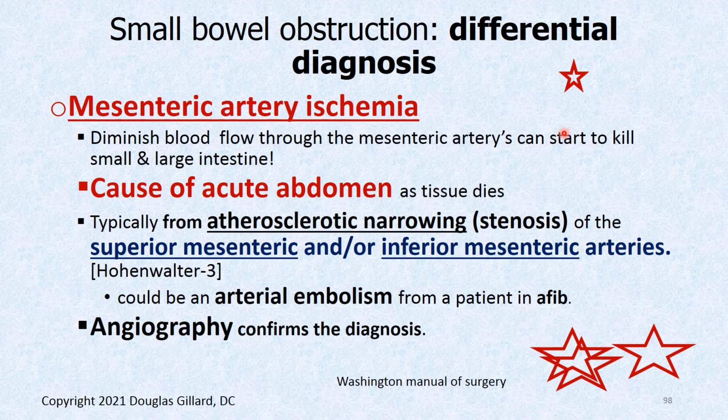Yep, angiography you can order to make the diagnosis. Could also come on slowly from atherosclerotic narrowing. Atherosclerosis usually doesn't affect vessels that narrow or that small. Remember, it's more of a big vessel disease, but it could happen.